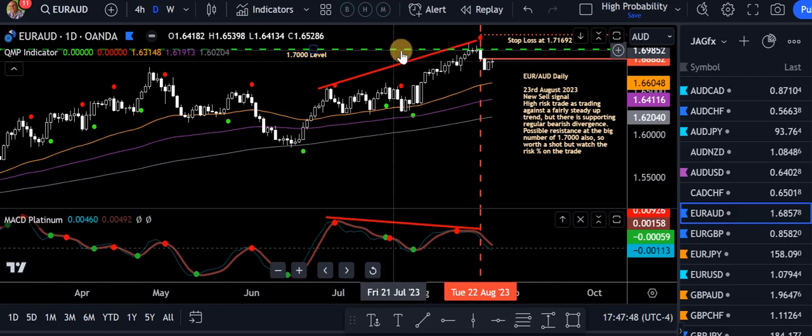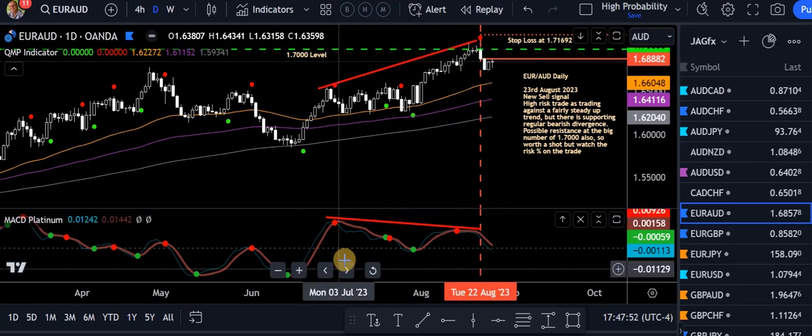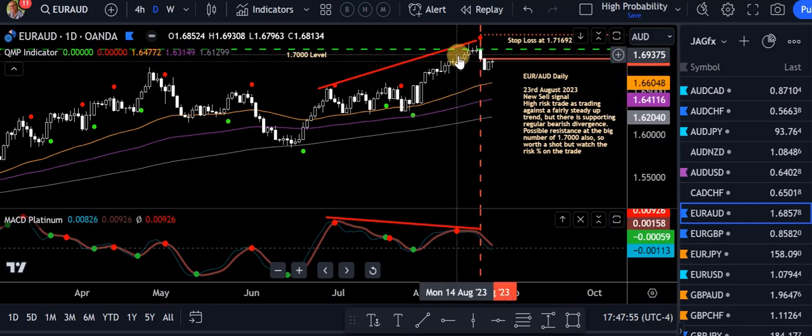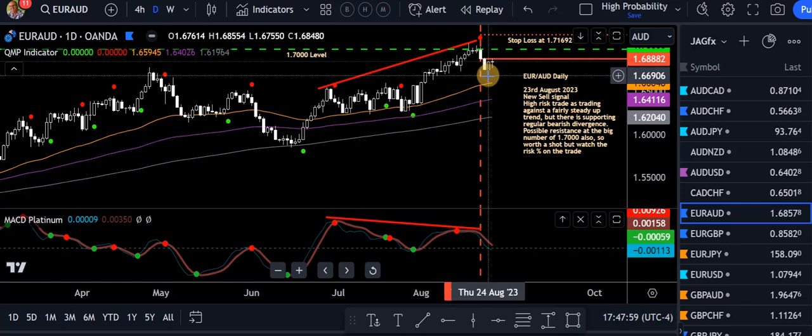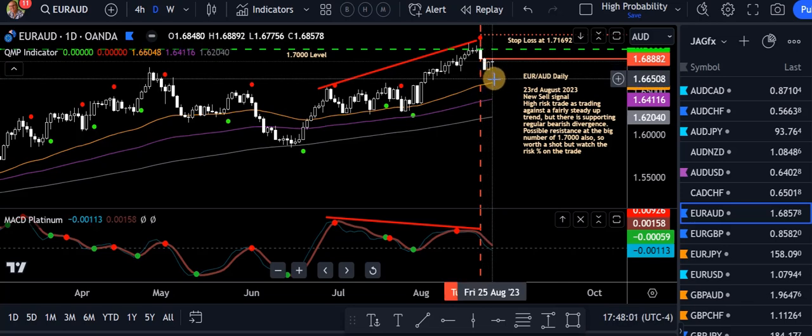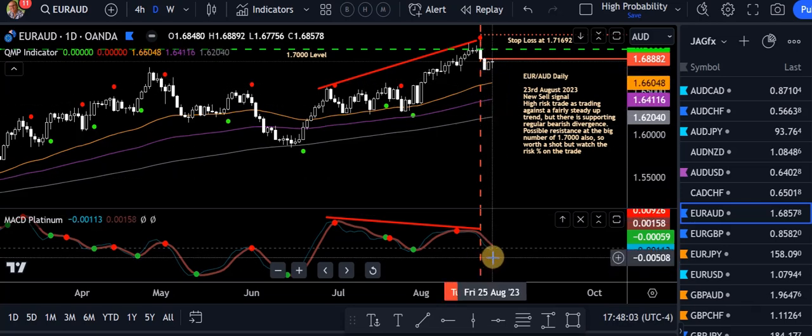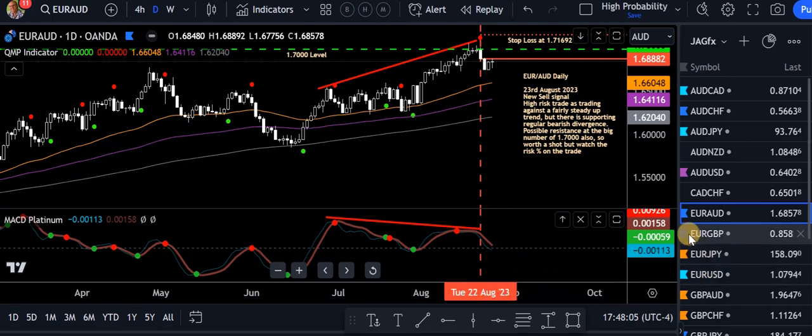1.7 level, just a big round number. As you can see, price got to it and stalled a bit. So we had this regular bearish divergence and this big round number, and so I took the sell trade. Initially it went in my favour, but it's now come back towards the entry level, and the MACD platinum's getting closer to the zero level. So just be careful, just watch it for a day or two, see how we go.